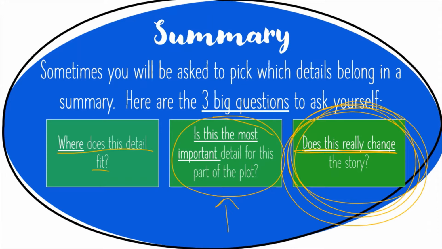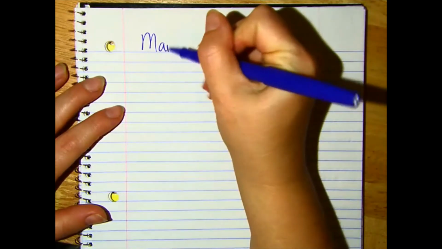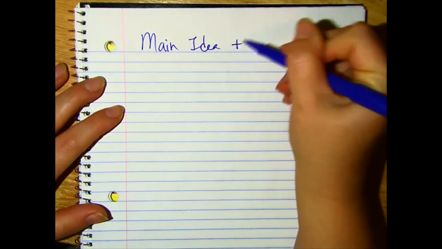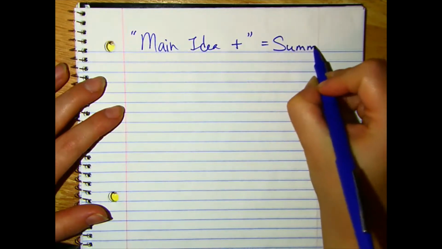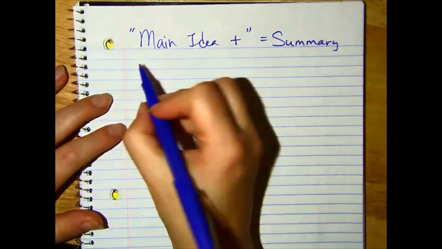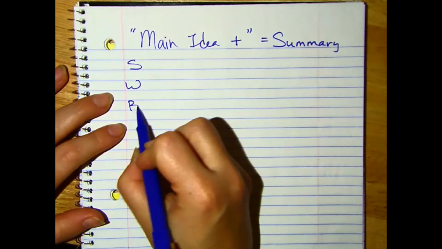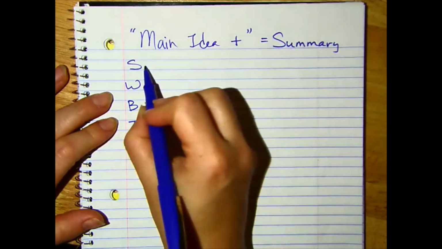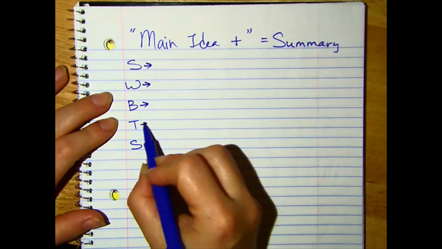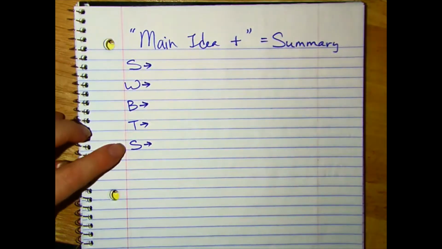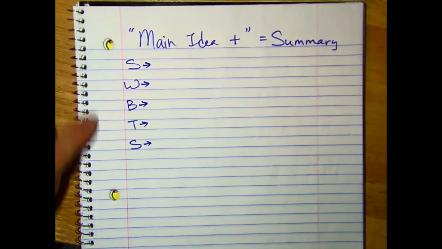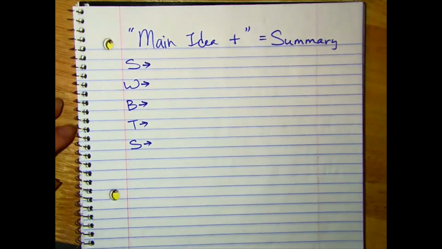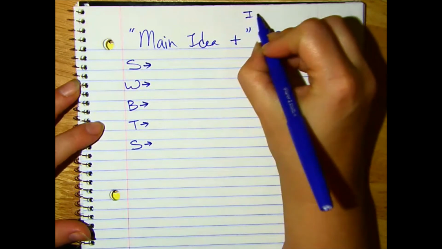So let's try using this strategy for a story that we've recently read. So main idea plus is the same thing as the summary. I'm going to use the somebody wanted but then so strategy. And I know some of you learned it backwards, where you learned somebody wanted but so then. This just helps me because so feels more like an ending. So I'm going to use this strategy to try to figure out how to write a summary for the book Island Born.